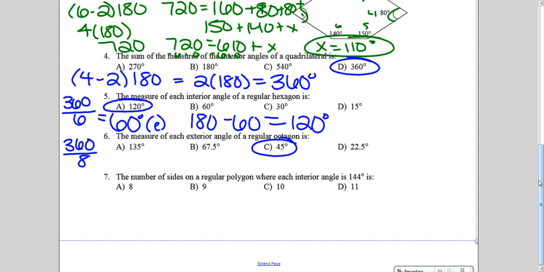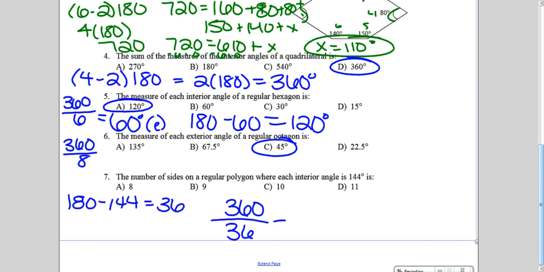All right, so the number of sides of a regular polygon where each exterior angle is 144. So we do 180 minus 144, figure out what each exterior angle is. So we know each exterior angle is 36 degrees. So then, to figure out the number of sides, take 360, because all your exteriors have to add to 360. Divide by 36, the measure of each exterior. And you get that it has to be a 10-sided figure. Now we are done with the first page, so flip it over.